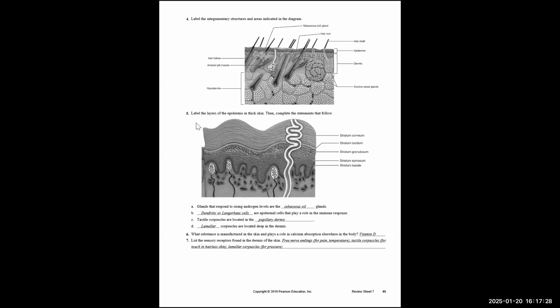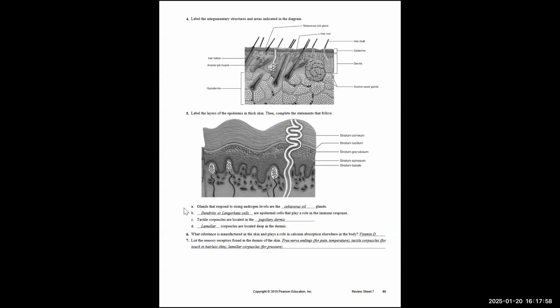5, label the layers here of the epidermis in thick skin. Then complete the statements that follow below. So we're looking here at the different layers. So stratum or stratospheres, okay, the different layers. So let's start at the bottom or the basement layer, stratum basale, the base. Stratum spinosum comes next. Stratum granulosum, stratum lucidum, and stratum corneum.